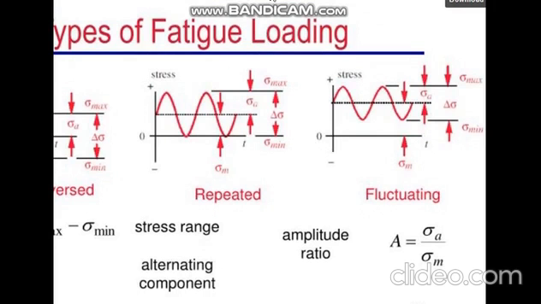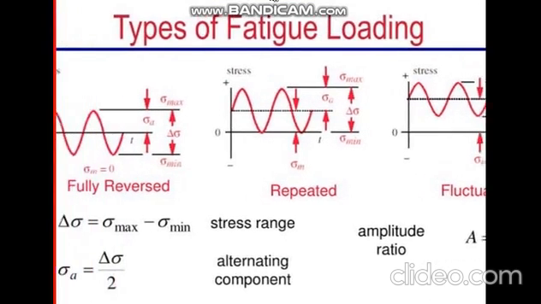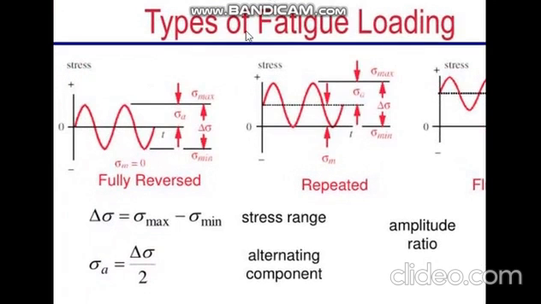So in these things, what we see is the top is called sigma maximum, that is maximum stress. The bottom is called sigma minimum. You can see here sigma minimum, sigma maximum, and this is the variation in the stress. This is called delta sigma.